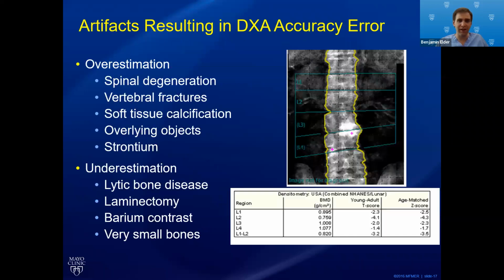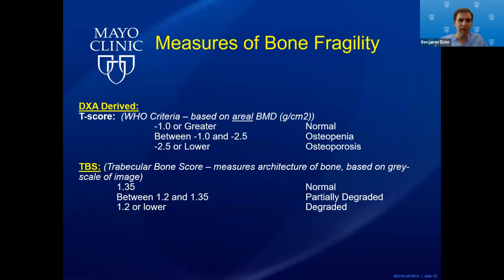There's also significant artifact, especially what we see in spine patients with degeneration, vertebral fractures, soft tissue calcification, or overlying objects. And then there's an underestimation in patients with lytic bone disease, prior laminectomies, barium contrast, as well as very small bones. So in addition to Dexa, again, we mentioned the trabecular bone score, which really measures the architecture of bone and is based on the grayscale of the Dexa image.